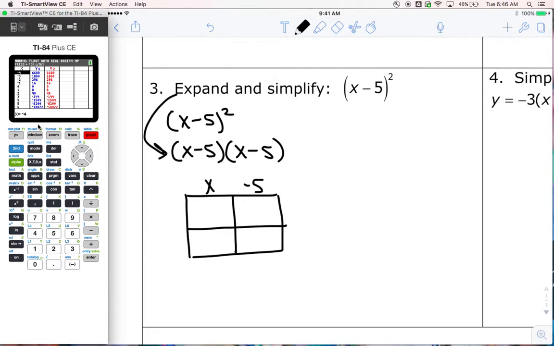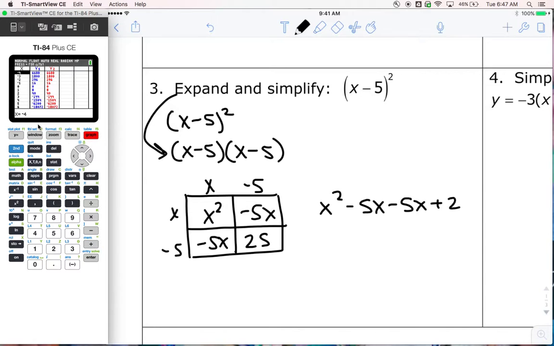So I've got x and a negative 5, x and a negative 5, and now each product is going to go in the box. So x times x is x squared. Negative 5 times x is negative 5x. X times negative 5 is another negative 5x. And finally, negative 5 times negative 5 is positive 25. So my 4 terms from the box are x squared minus 5x plus 25. Combine your like terms to finish, and you've got x squared minus 10x plus 25.